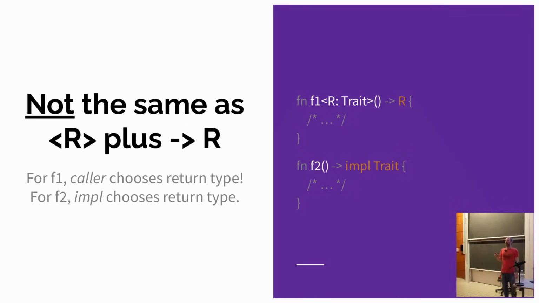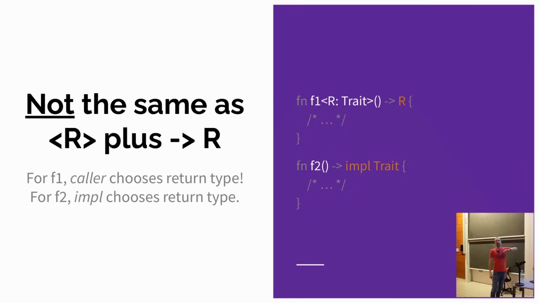The other thing I want to clarify with return position impl trait is that it is not the same as being generic over some R and then returning R. So F1 and F2 here are not the same, even though they might seem like they are the same. For F1, the caller chooses the return type. For F2, the implementation dictates the return type. So in F2, whatever I put inside the body of the function is what dictates what the hidden type is.